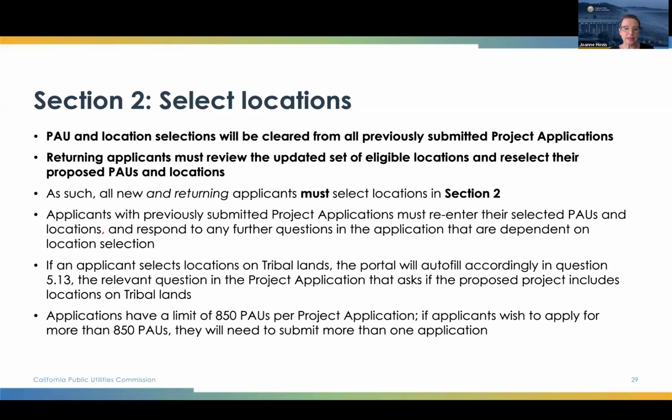Importantly, an applicant that selects locations on tribal lands will find that the portal autofills accordingly in question 5.13, the relevant question in the project application regarding whether the proposed project includes locations on tribal lands. And also, very importantly, the applications have a limit of 850 project area units per project application. So in any given project application, you will not be able to select more than 850 PAUs. As a reminder, PAUs are either census block groups or tribal lands. If you wish to apply for more than 850 adjacent PAUs, please submit more than one application. Can I have the next slide, please?